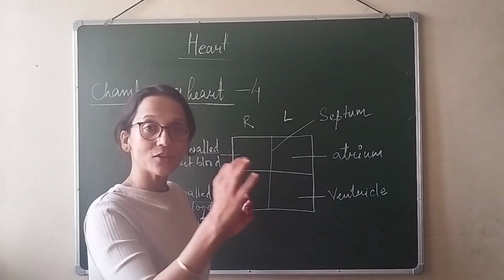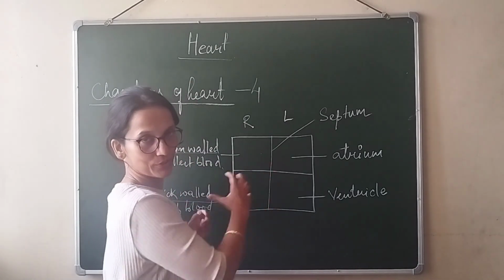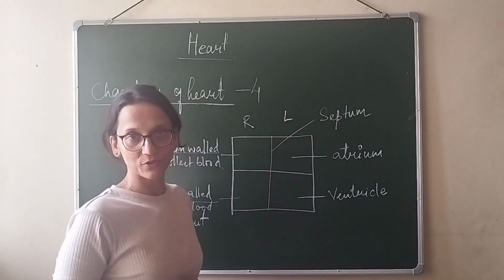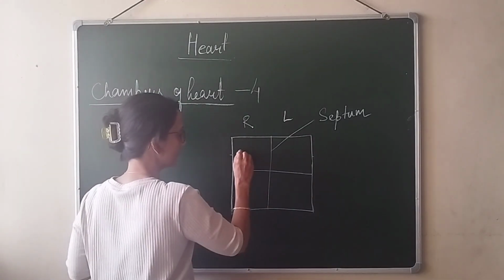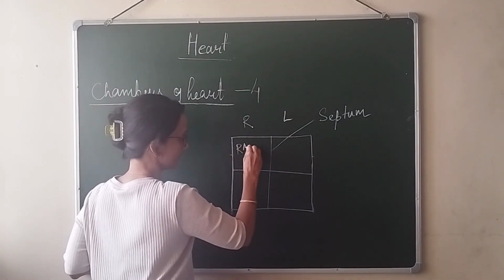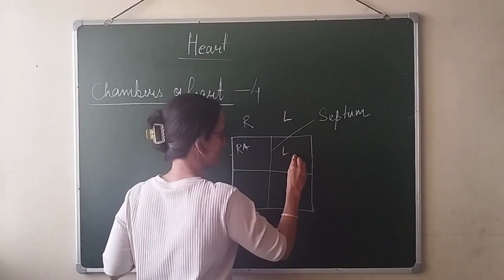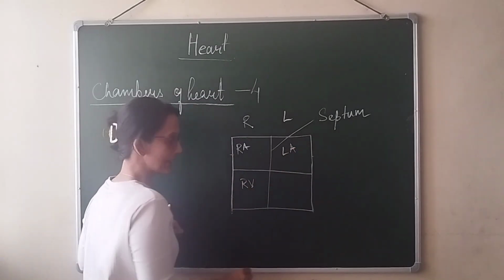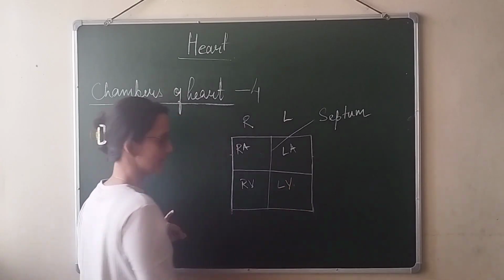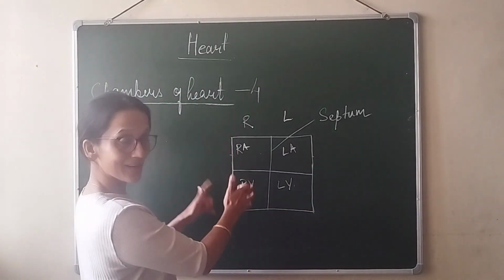Now let us understand which are the pipelines which are going to bring the blood to the different chambers of the heart. So for our convenience sake, now I am going to label this as right atrium, this will be left atrium, this is right ventricle, and this is left ventricle. So let us start with the right side first.